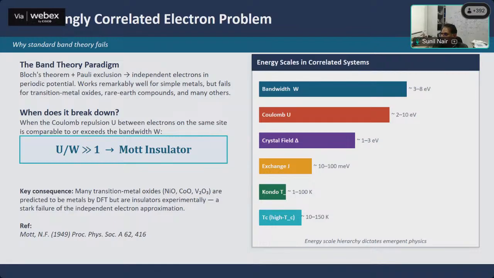I mean, the range can vary. You can have anything from 2 to 10 electron volt in terms of their effective strengths. And in most strongly correlated materials or quantum materials, the ground state is predominantly dictated by a competition between these two scales and by which one finally wins over.